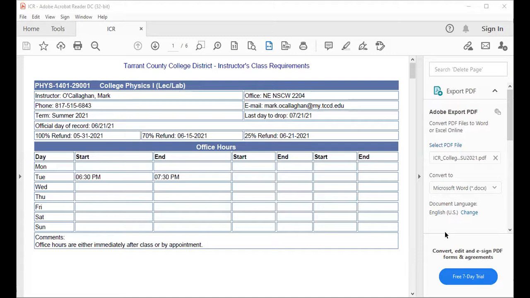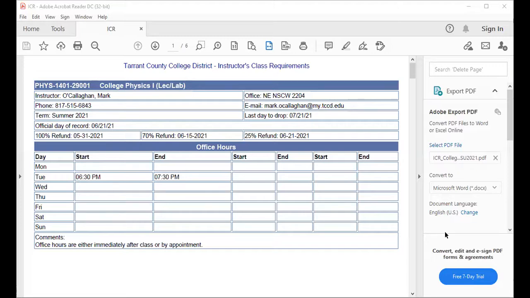All right, so the syllabus starts off with some basic information: my name, the term, important dates to keep in mind. So this is my email. Let's see here. The last day to drop the class is July 21st. Now, this is a virtual class. This is an online class.